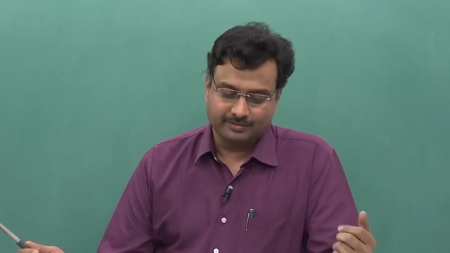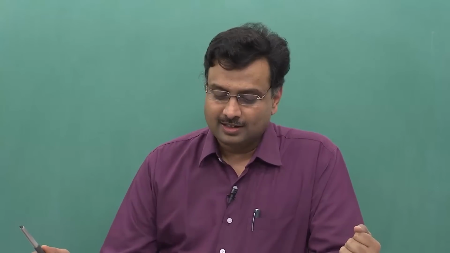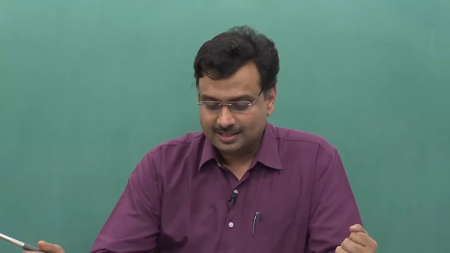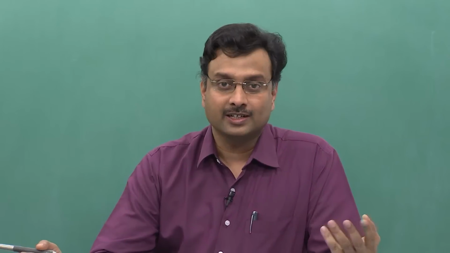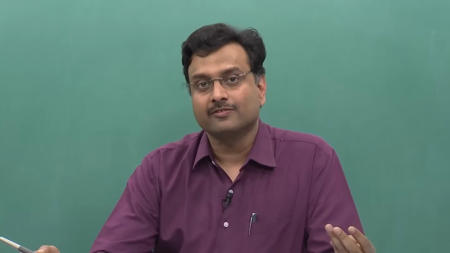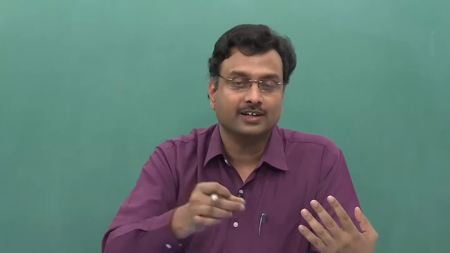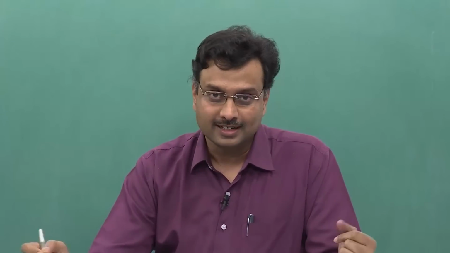Let's try to draw a pedigree for a phenotype that we have already discussed, that is polydactyly. We said it is a dominant disorder, meaning that you may have a sixth finger. It is because of a defect in one of the genes, and it is a dominant phenotype. If I have the defect, I am going to have a sixth finger, right? It is abnormal because it is not seen in the wild type.